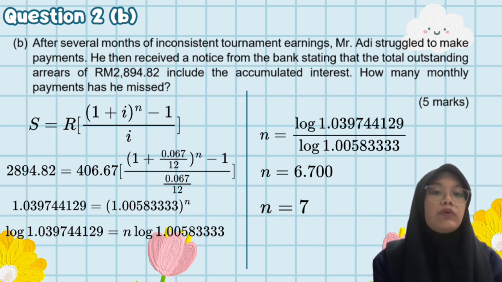After the calculation, we will get 1.039744129 equals 1.00583333 power n. After that, we need to take the log of the equation. So we will get log 1.039744129 equals n log 1.00583333. We will get n equals log 1.039744129 over log 1.00583333. Finally, we will get n equals 7.